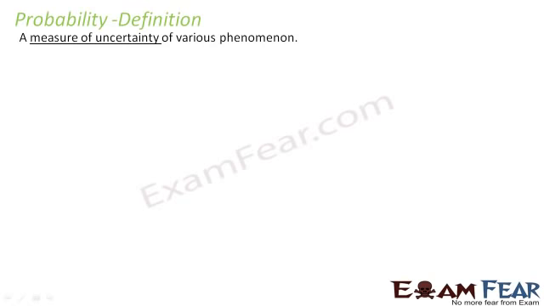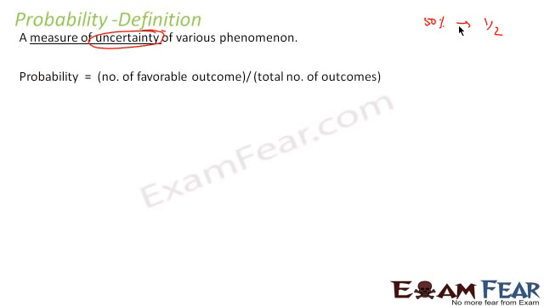Definition of probability. Probability is the measure of uncertainty of various phenomena. Please note, the word uncertainty is very crucial. It's all about measuring the uncertainty. For example, when we say, will it rain today or not? Yes or no. So there is a 50% chance it will rain, it may not rain. Without looking at the weather, you say probability is 1 by 2. We'll discuss this more. Just understand, probability is nothing but the measure of uncertainty of various phenomena.